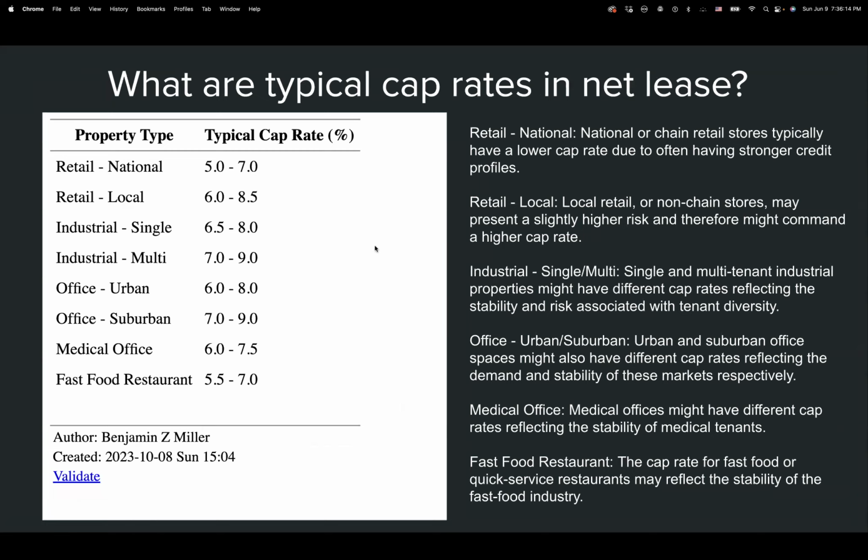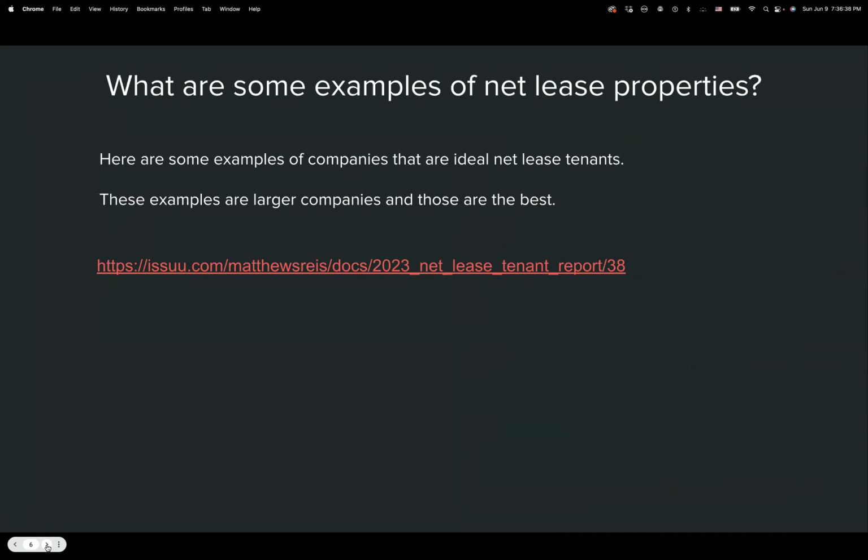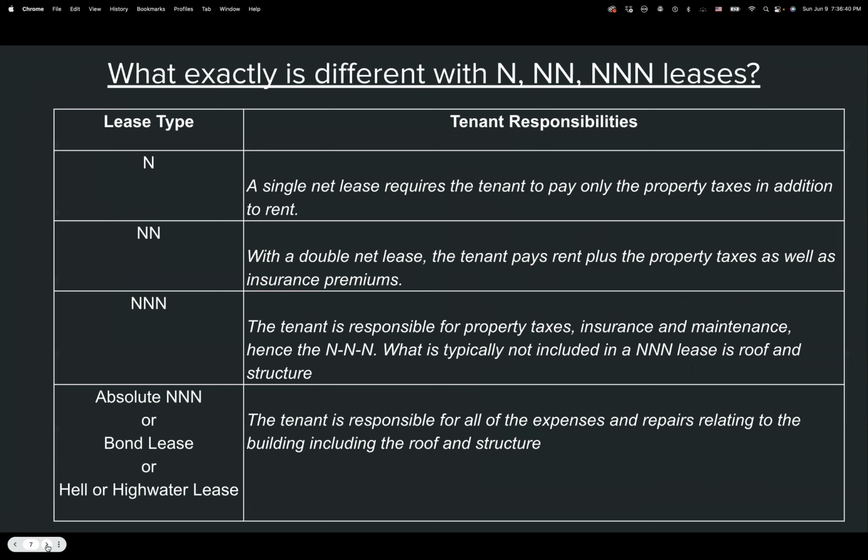So here are some typical cap rates. This is a sample of what you might see. If you talk about retail tenants, you'd be looking at somewhere between 5 and 7 as typical. And if you're in fast food restaurants, you might see 5.5 to 7, something like that. Of course, it varies a little bit, but it gives you an idea of what the rates are going to range from.